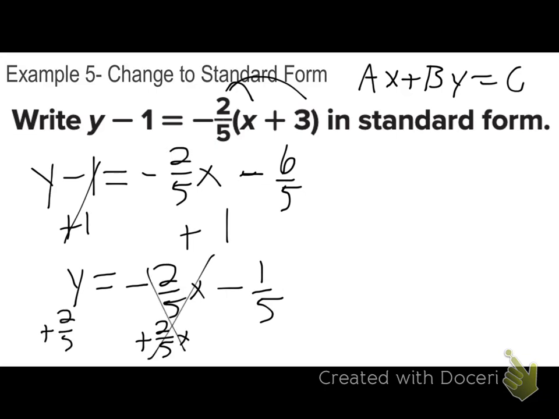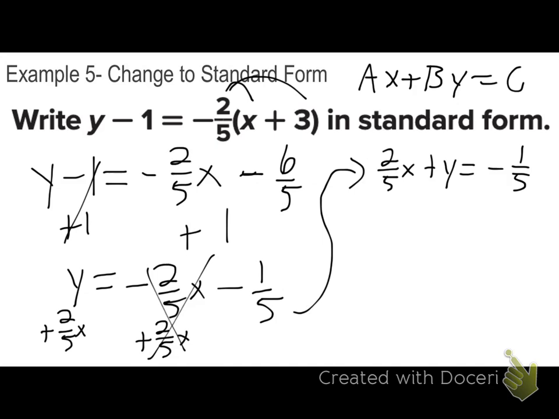Whatever I do to one side, got to do to the other. Are these two things like terms? No. Is everyone okay if I put the x term first, since we're doing it in standard form? Yeah. Okay, so 2/5 x plus y equals negative 1/5. Okay, I got everything where it needs to go. My x and y on the left, my constant on the right.